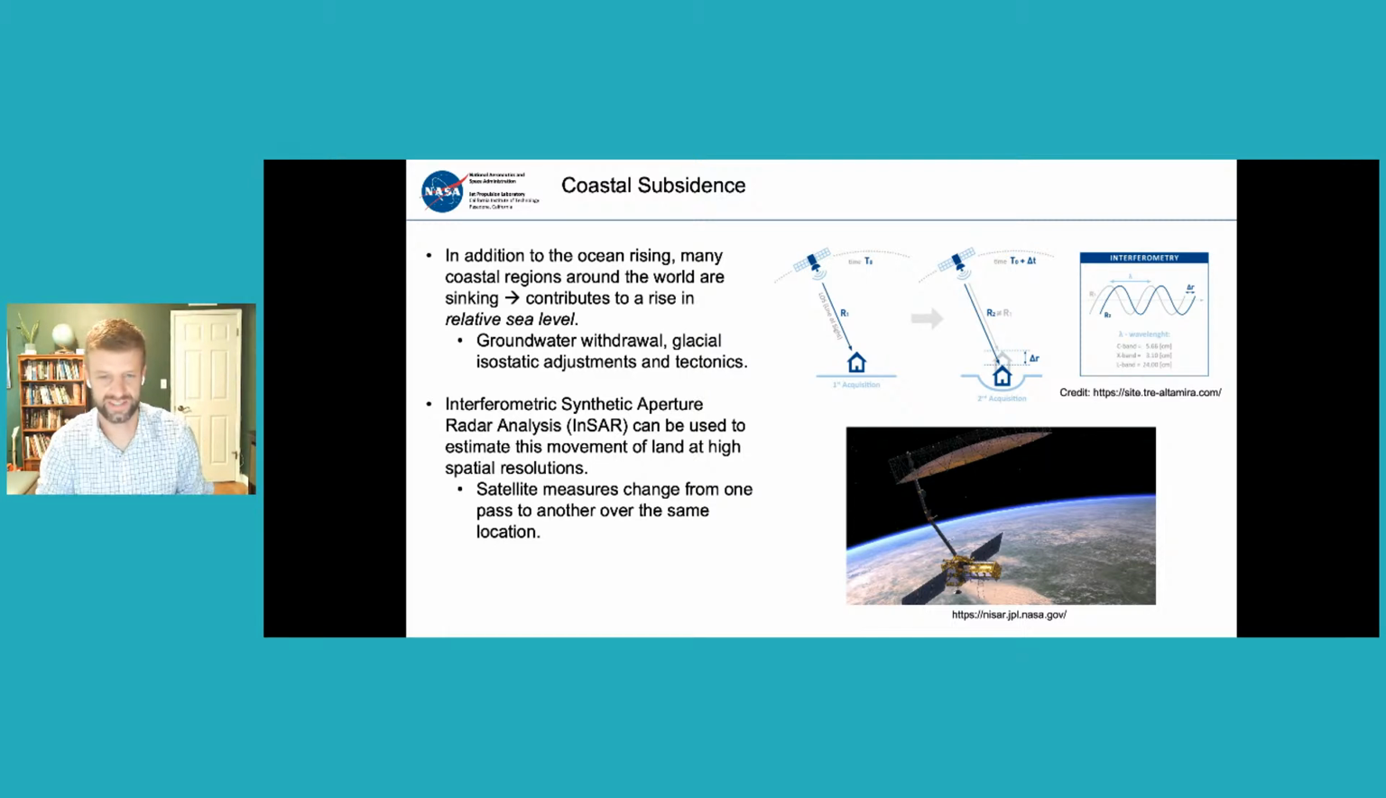Something called glacial isostatic adjustment. So the surface of the earth is constantly moving up and down in response to the loading that's on top of it. So we can use something called interferometric synthetic aperture radar. And I know that's a really big mouthful. We call it InSAR. So we can actually estimate the movement of land at very high spatial resolutions.